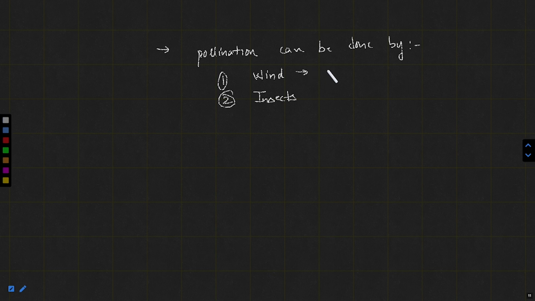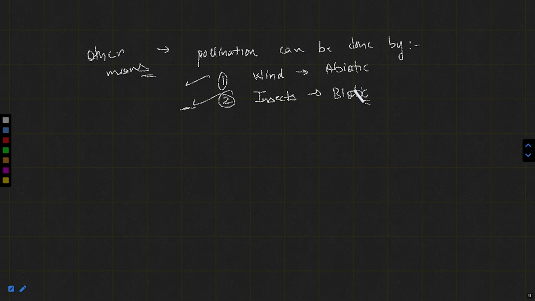The pollination by wind is known as abiotic pollination. This one is the biotic. Clear? Now, the angiosperms don't require water for pollination as well as fertilization. So, these are the other means. Okay.